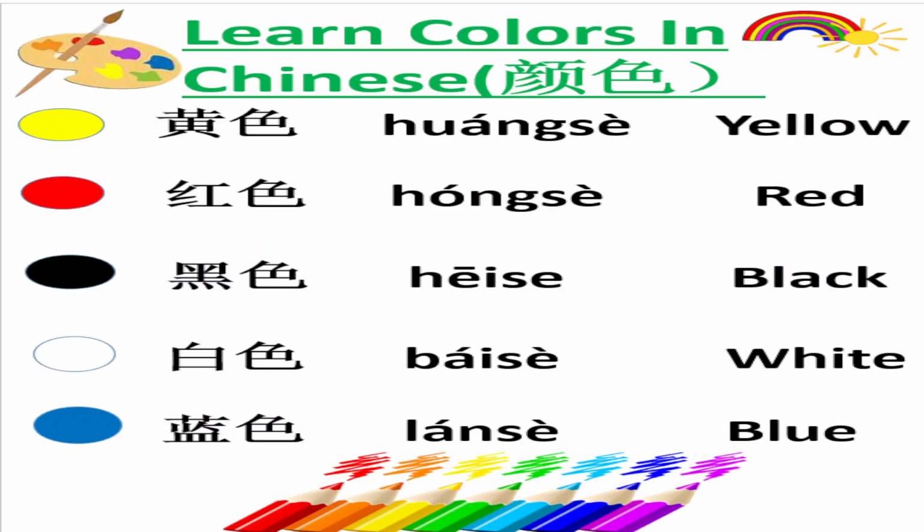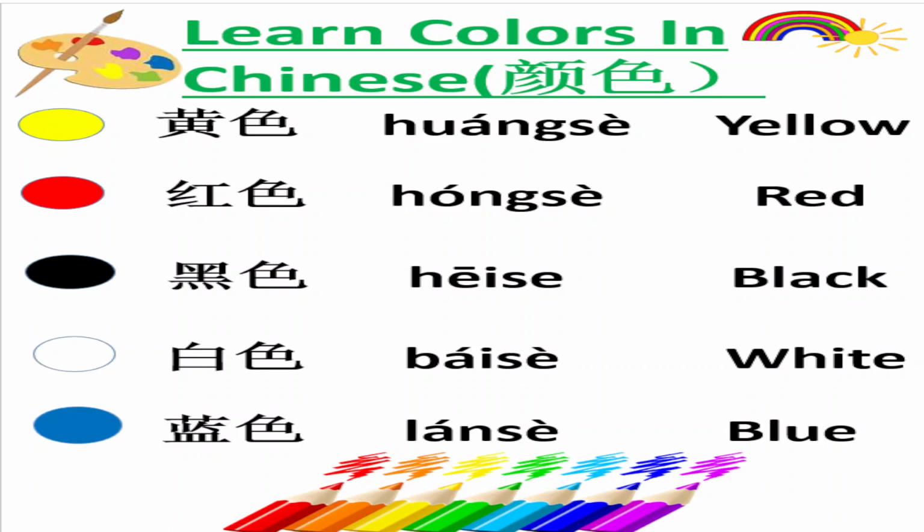Next we have red. In Chinese, red is hong ce. Hong ce. Number 3. Black. In Chinese, black is hai ce. Hai ce. Number 4. White. In Chinese, white is bai ce.